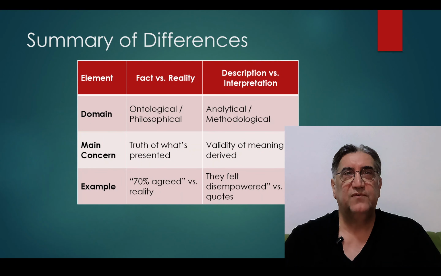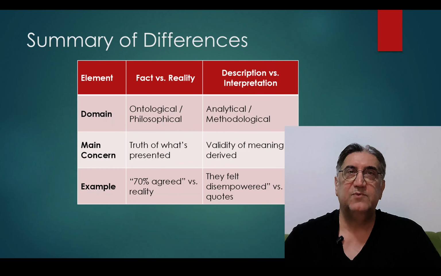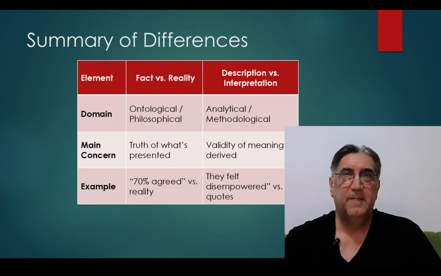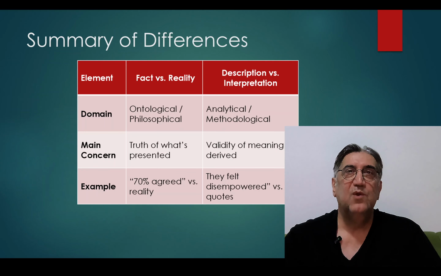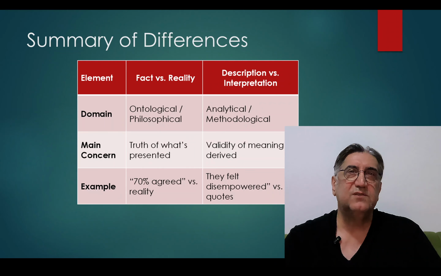Let's summarize the difference to really appreciate the distinction between fact versus reality and description versus interpretation. We need to look at how each concept operates within research, and more importantly, within the practice of critical review. First, let's talk about fact versus reality. This distinction is rooted in ontology and philosophy. In other words, it concerns the nature of truth.